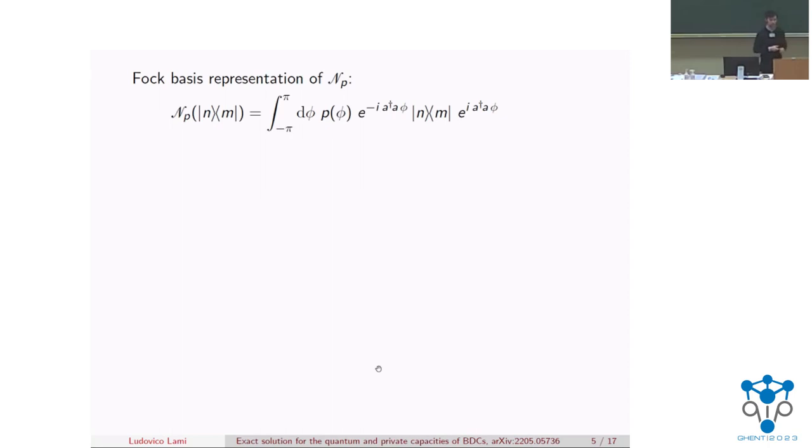The first thing to work out, a very simple calculation, is the Fock basis representation of this channel. That means you let it act on this ket-bra |n><m|. You see immediately that since n is an eigenvector of A dagger A, and m the same, what you gain here is a random phase. So you get a scalar, which is basically the Fourier coefficient of this probability distribution P. Basically, the input operator gets multiplied by a number. Very simple. So if you want, this operator is formally an eigenoperator of the channel.